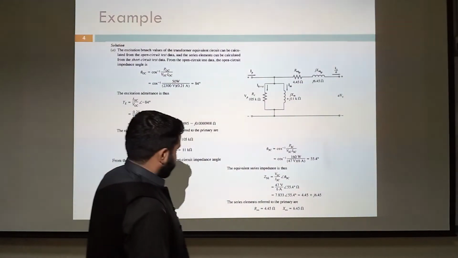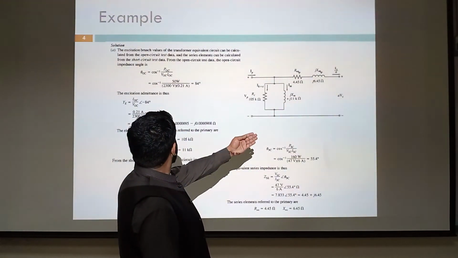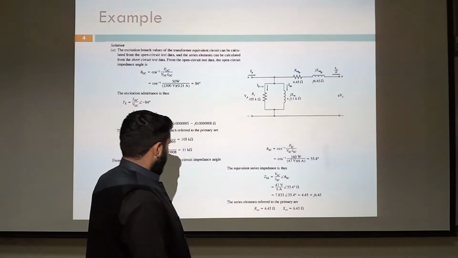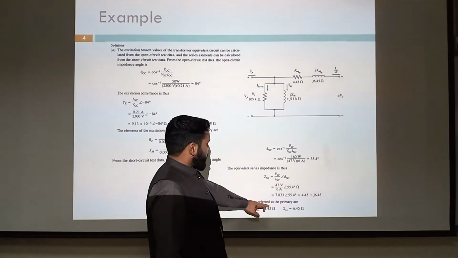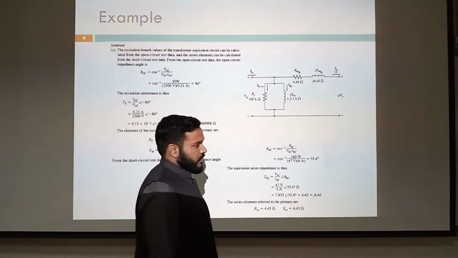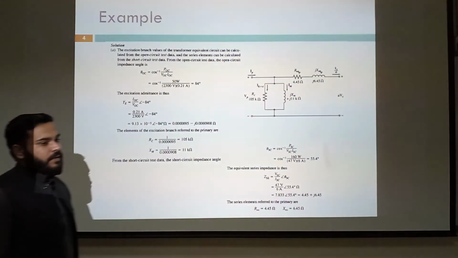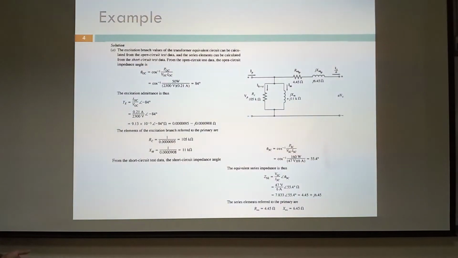So now we have to find the equivalent circuit of a transformer referred to the high voltage side, because the primary is the high voltage side. Okay.